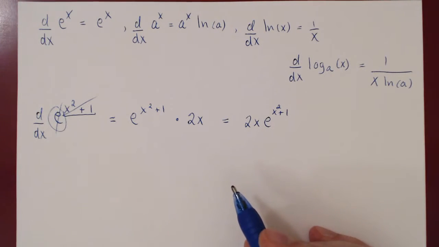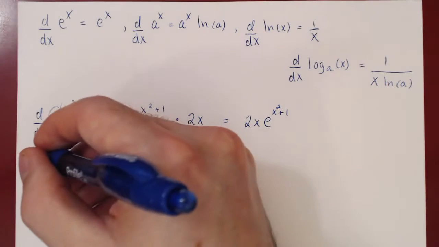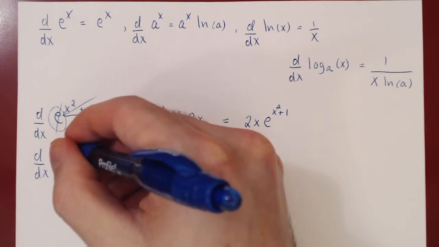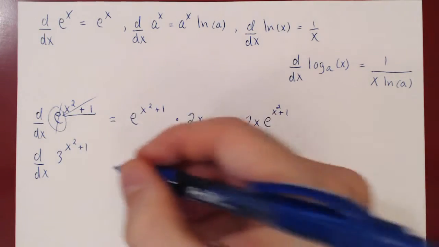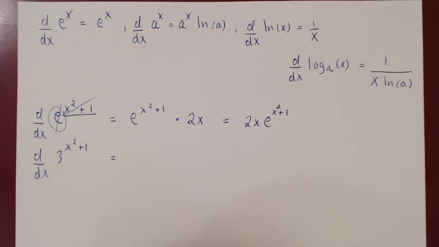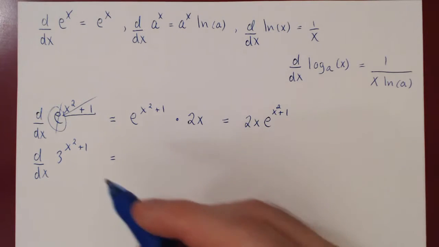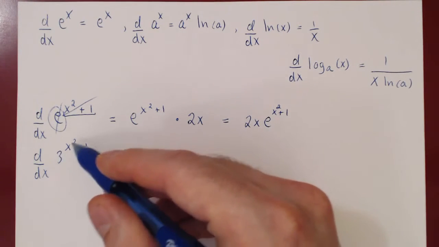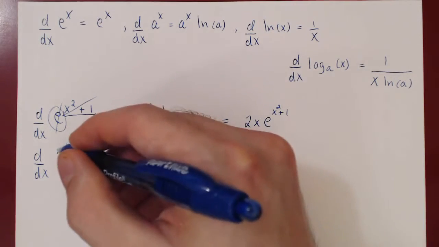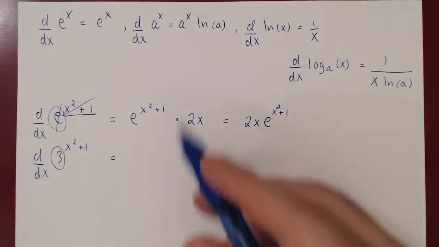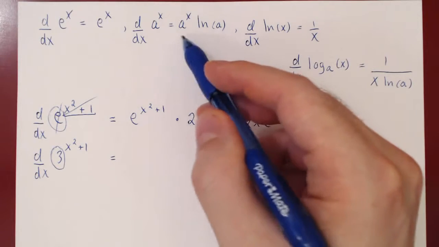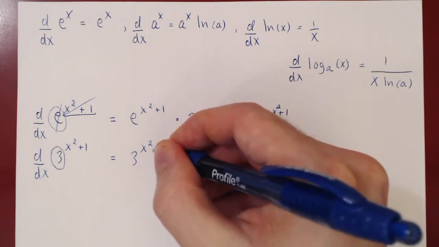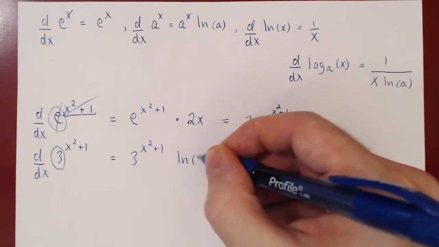What if we change e, say, for 3? The derivative of 3 to the x squared plus 1. Once again, if I give you a value of x, you would first square it, then add 1, and then take 3 to this power. So the outside function is the exponential function base 3. The derivative is the same thing times ln of the base. So we get 3 to the x squared plus 1 times ln of 3.